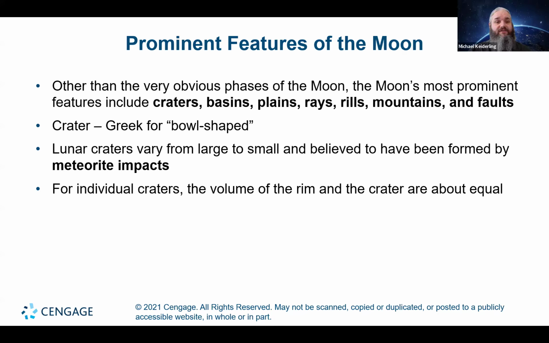A crater is a Greek term for bowl-shaped, and lunar craters vary from large to small, and they're generally believed to be formed by meteorite impacts of various sorts. And for individual craters, the volume of the rim and the crater are about equal, because that's just the material that got ejected out.